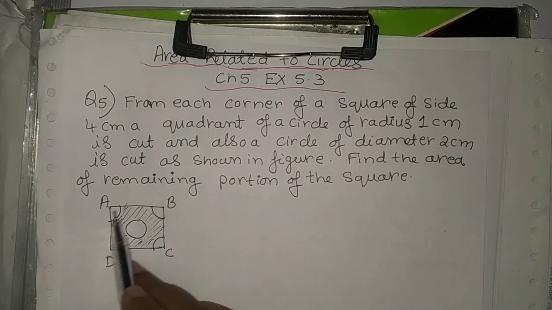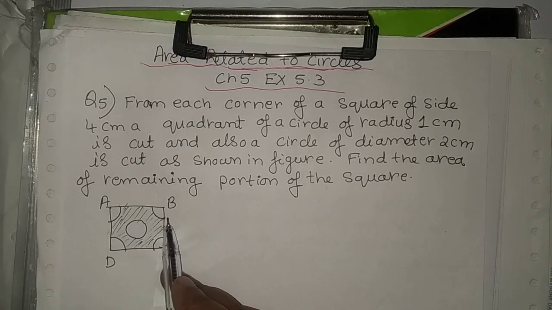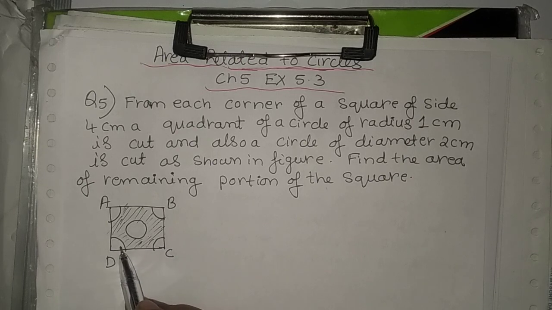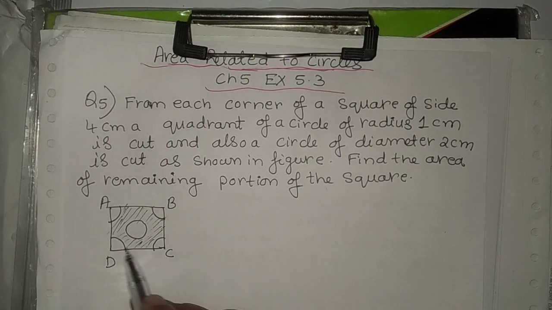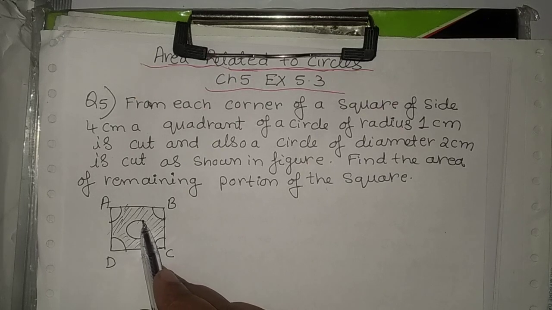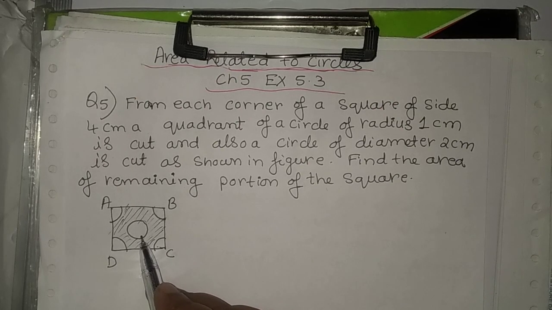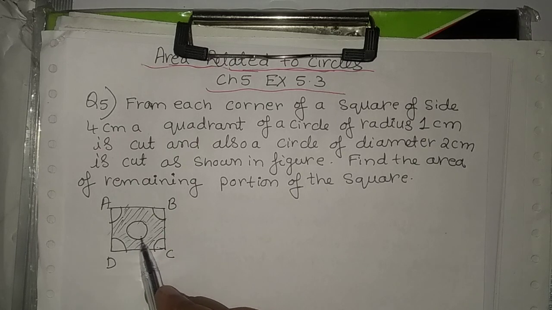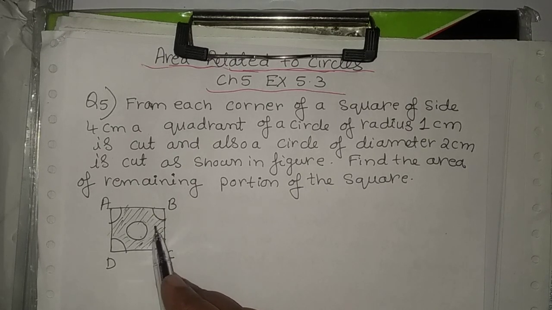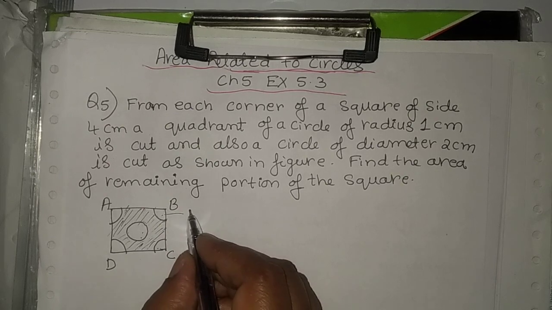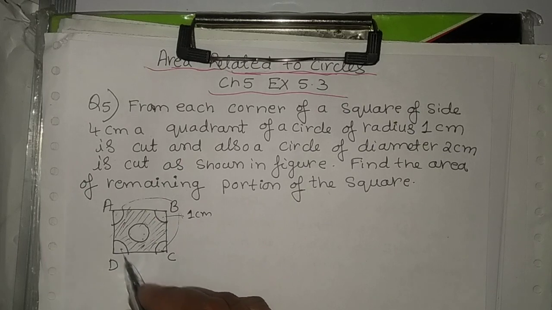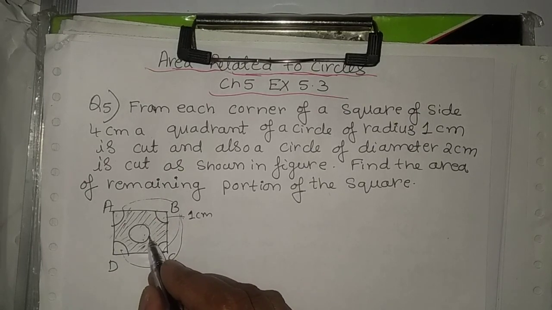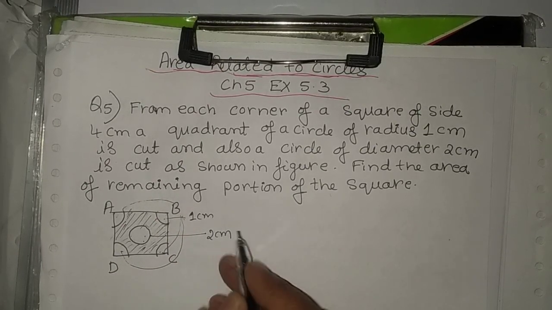So a square ABCD is there, and all the corners of the square have a cut of a quadrant of a circle of 1 cm radius each, and also the inner part of the square has a circle. So this is 1 centimeter each. There are 4 quadrants, meaning quarters of a circle, and then a circle of 2 centimeter diameter.